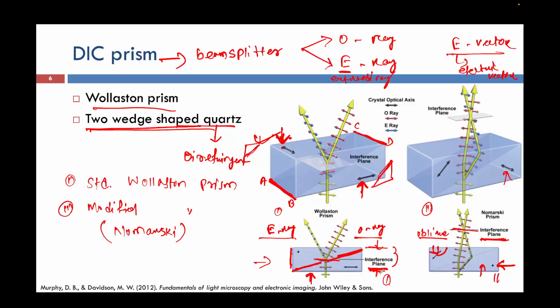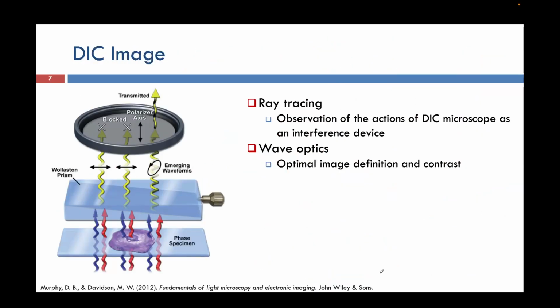Okay. So now, talking about the DIC image, how the image is formed. We have seen the DIC optics. Now we will see how the images are formed in a system. The image is generally formed by two types. One is ray tracing, another one is wave optics. So we have to consider both of them.